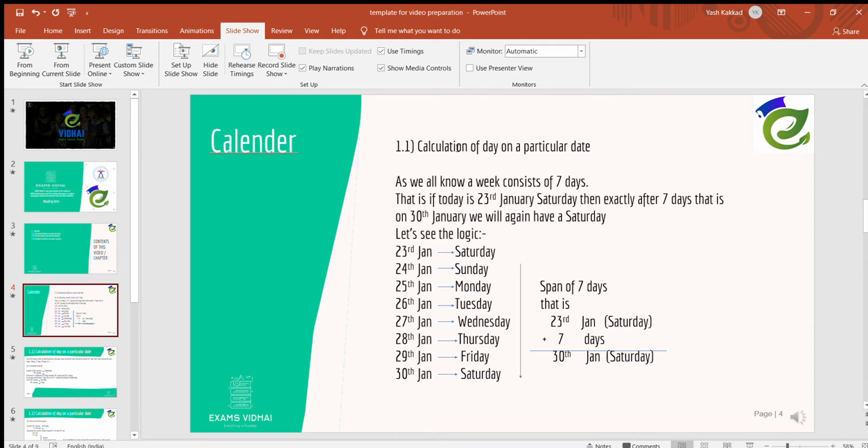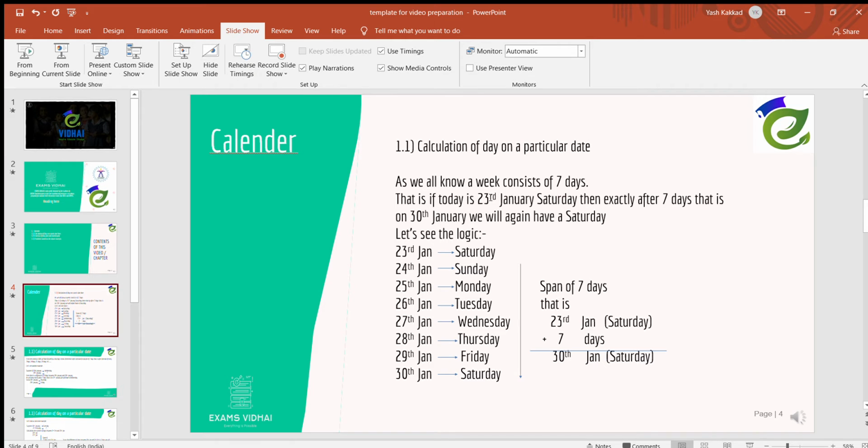Coming on to the calculation of day on a particular date. In this subtopic, we will learn about how to calculate a particular day on a particular date. That is, in the question we would be given that suppose if 23rd of January is Saturday, then which day would fall on 2nd of February, which day would fall on 4th of February. Such questions would be asked to us. So let us see how to approach these kind of problems.